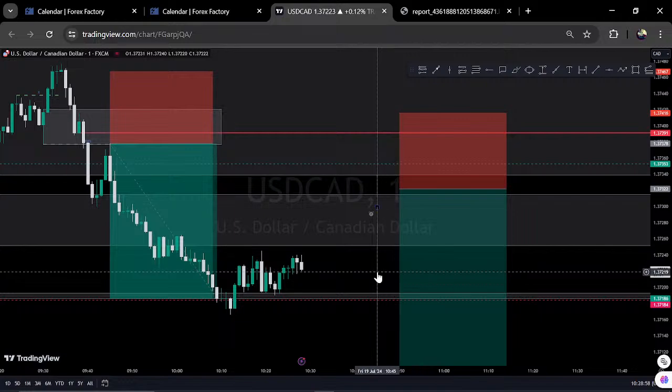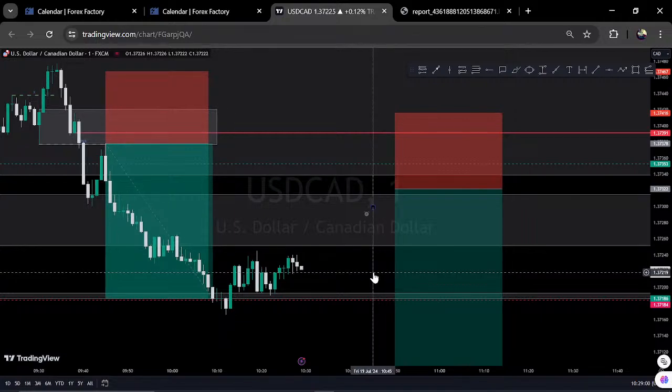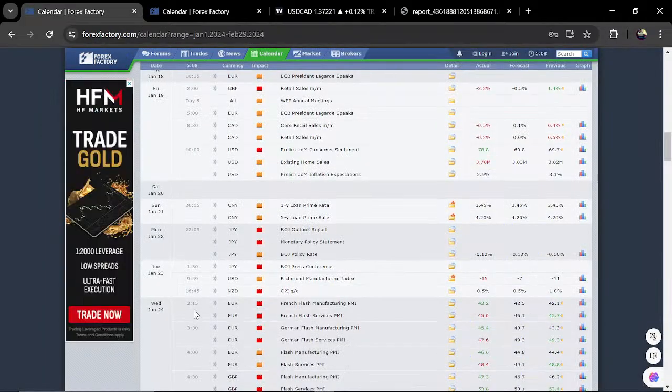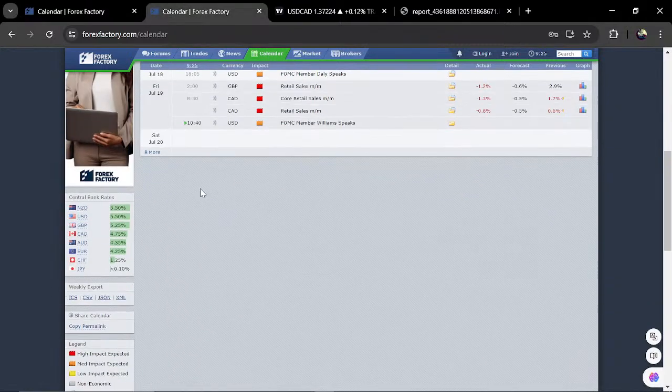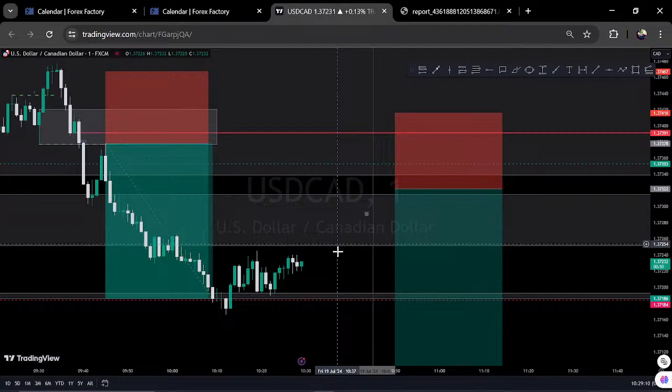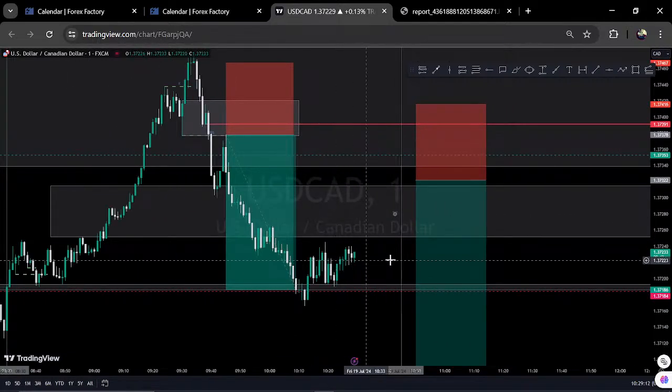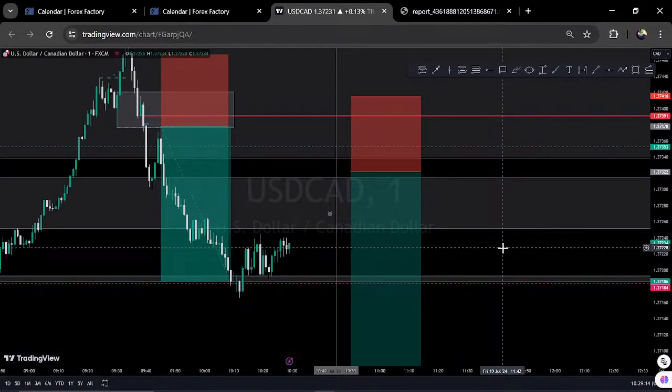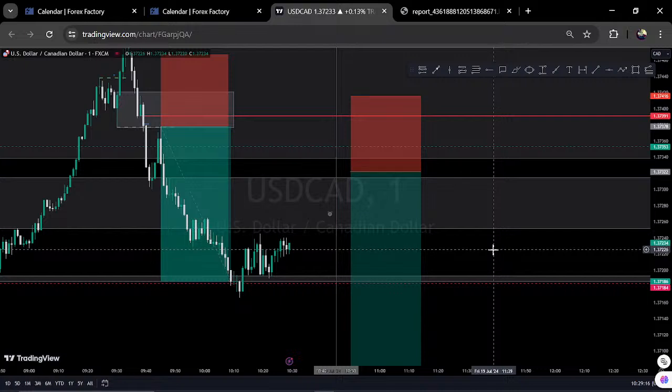So I have an alarm waiting for me at around 10:45 because we have a quick news release around 10:45. It's already approaching. So from there we'll see what the market will give when it gets there. So this fair value gap here.